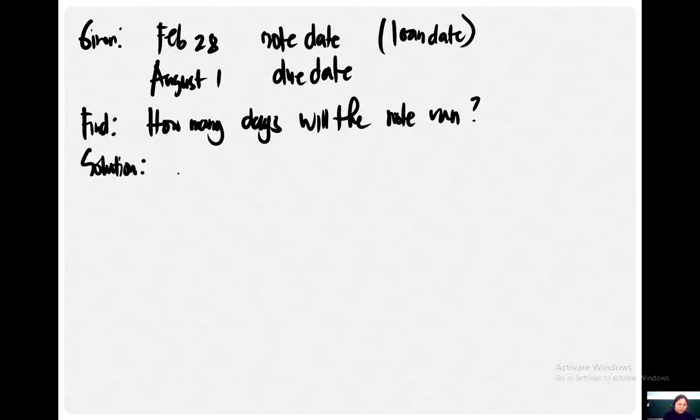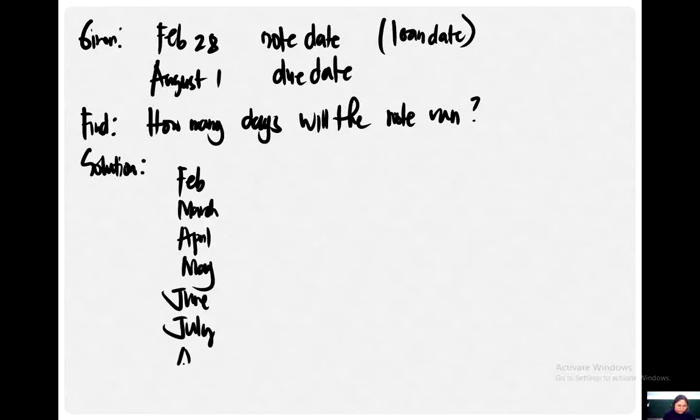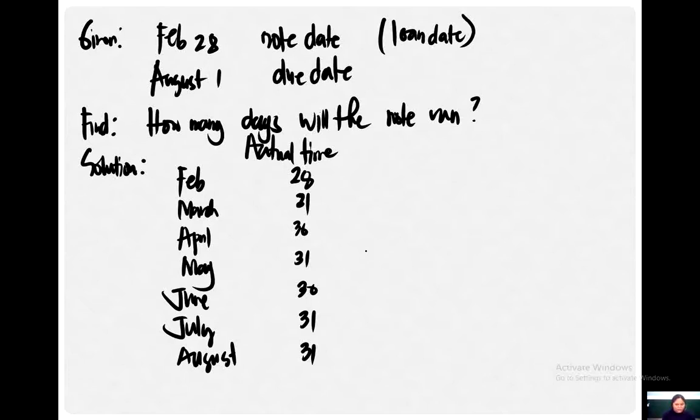So let's list down our given months: February, March, April, May, June, July, and August. Okay. So you're going to use the actual time. Number of days of February, we have 28, kasi we don't know if it's a leap year or not, there is no specific year. We're just going to use 28. So March is composed of 31, April is 30, May is 31, June is 30, July is 31, August is 31.